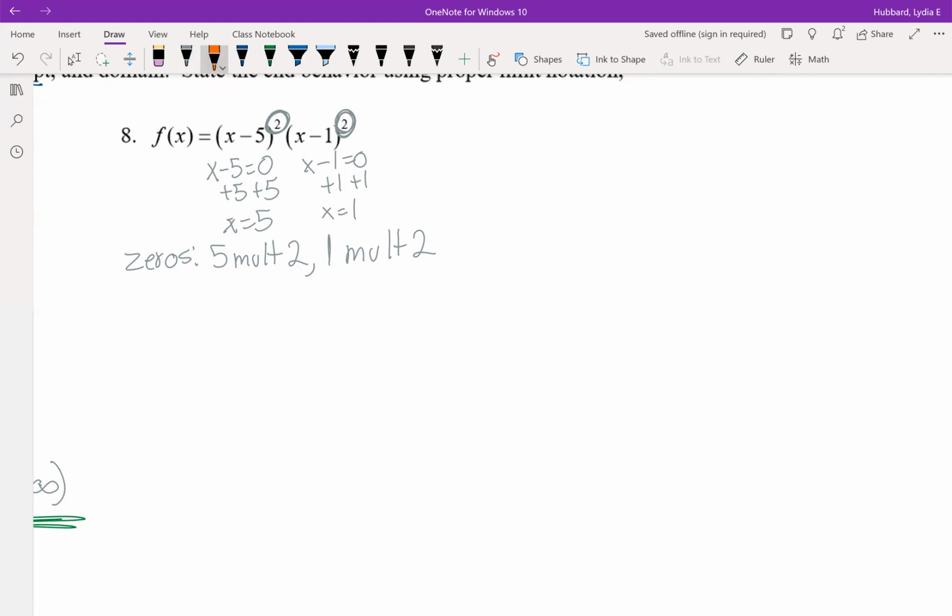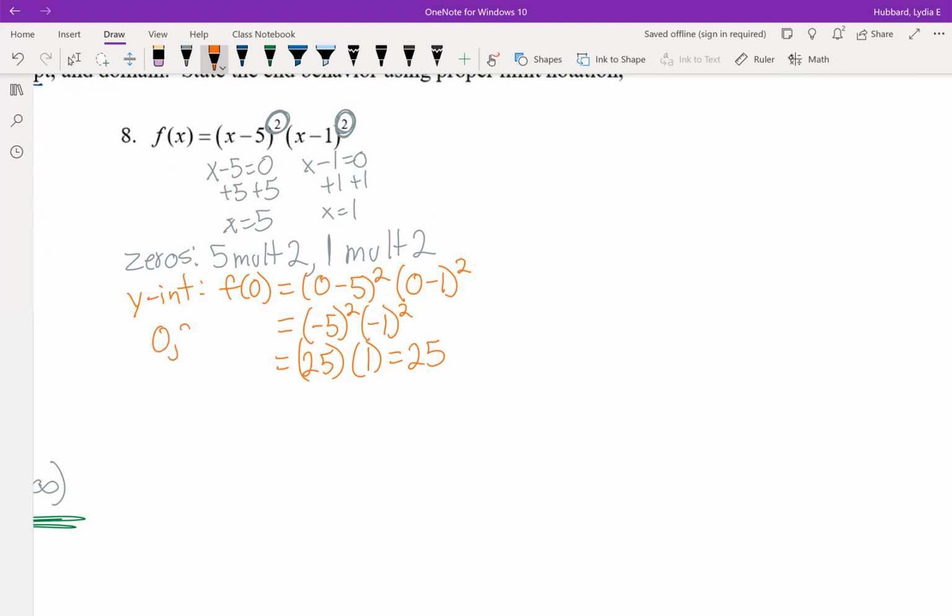Okay, now we want to find what was next on our list. We want to find our y-intercept. So to find our y-intercept, again, we are going to plug in 0. So that would give us (0 minus 5) squared times (0 minus 1) squared. So note we're not multiplying by 0 in this situation. And also 0 was not listed in our list of zeros. So our y-intercept is not going to be 0, 0 this time. So we would have (-5) squared times (-1) squared. -5 squared is 25. And -1 squared would just be 1. So our y-intercept is just going to be 0, 25.